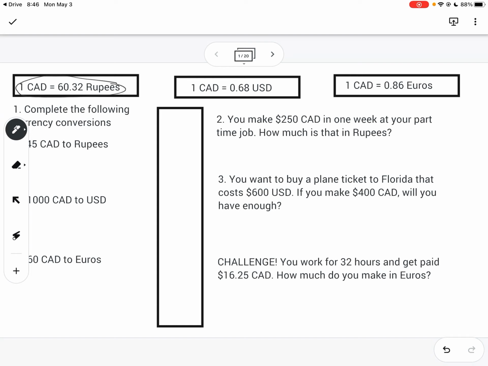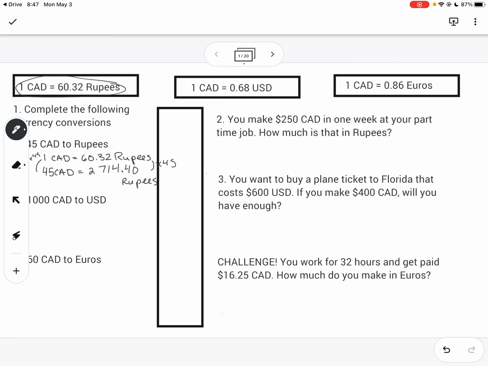So what I know is that $1 Canadian is equal to 60.32 rupees. What I don't know is how many rupees $45 Canadian is. Now to do that, I'm going to use proportions. So I've multiplied this side by 45. So I want things to be the same. So I'm actually going to do the same thing on the other side. So 60.32 times 45 is going to give me 2,714.40 rupees.